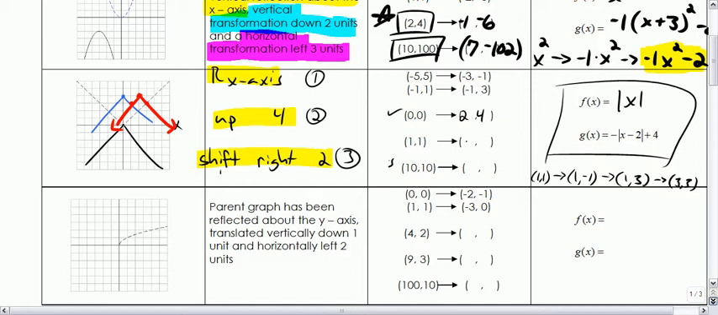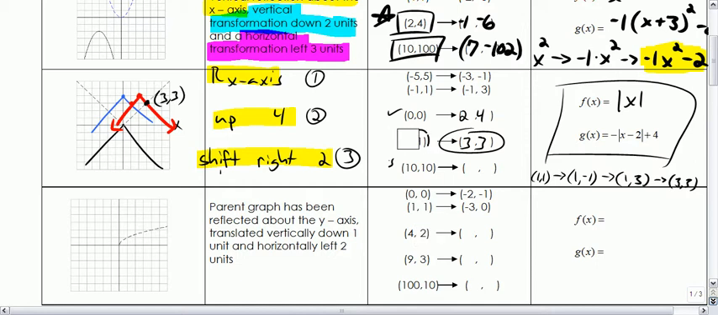So (1, 1) moved to (3, 3). A good check is to see if (3, 3) is on your new graph. So I go over to the graph in red: 1, 2, 3, 1, 2, 3. (3, 3) is right here. If the point (1, 1) started on my graph, then wherever it's transformed to, that point should be on the final graph.